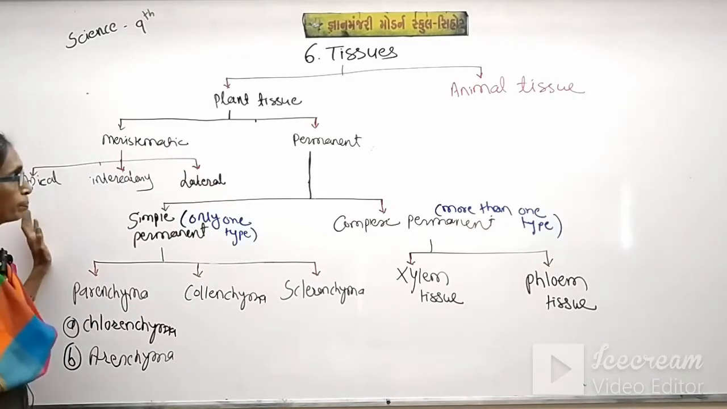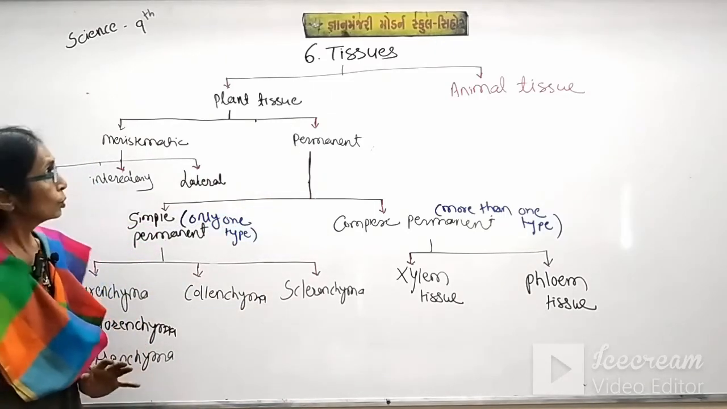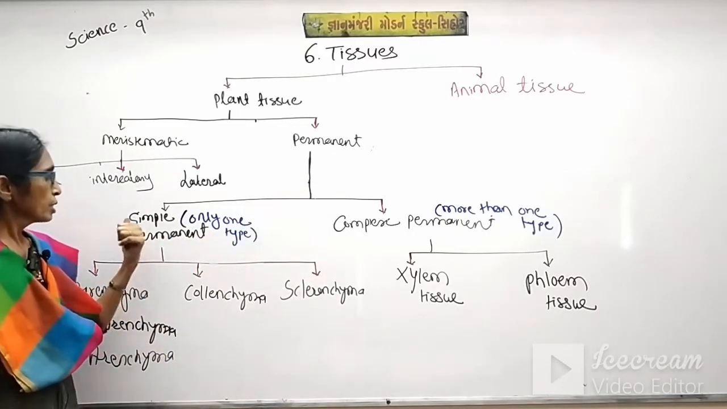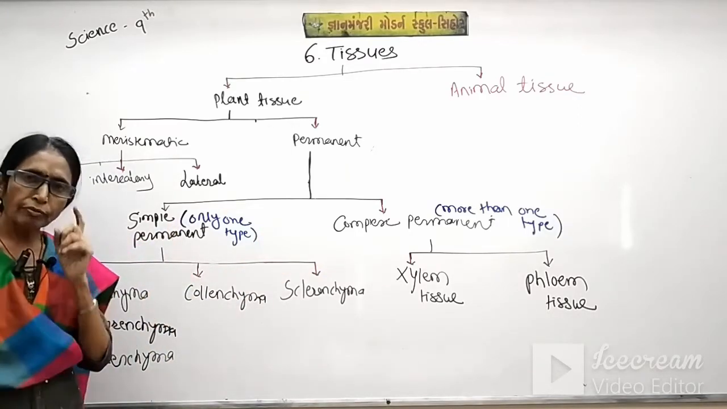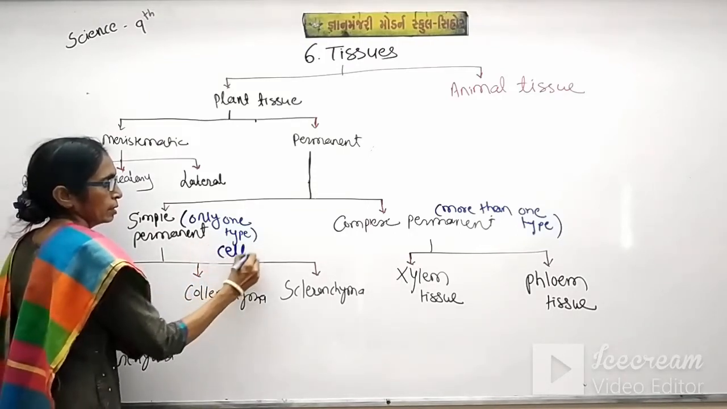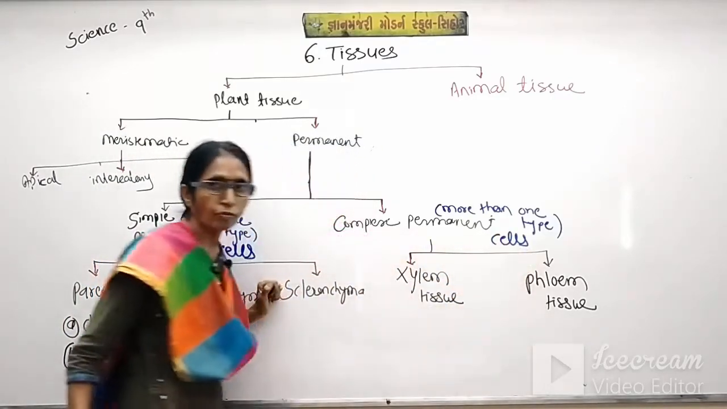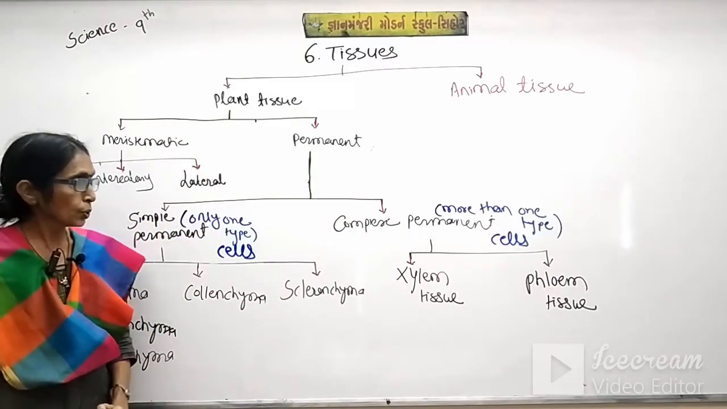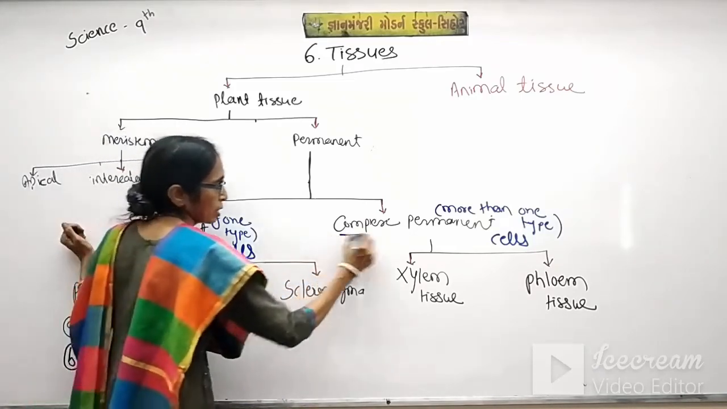Okay. After that, today our topic is permanent tissue. Permanent tissue means which are not able to divide. They are again divided into two groups: simple permanent and complex permanent. Simple permanent means there is only one type of cell, and complex permanent means there is more than one type of cell. All the cells being of only one type is called simple permanent tissue, and the tissues which have more than one type are called complex permanent tissue.